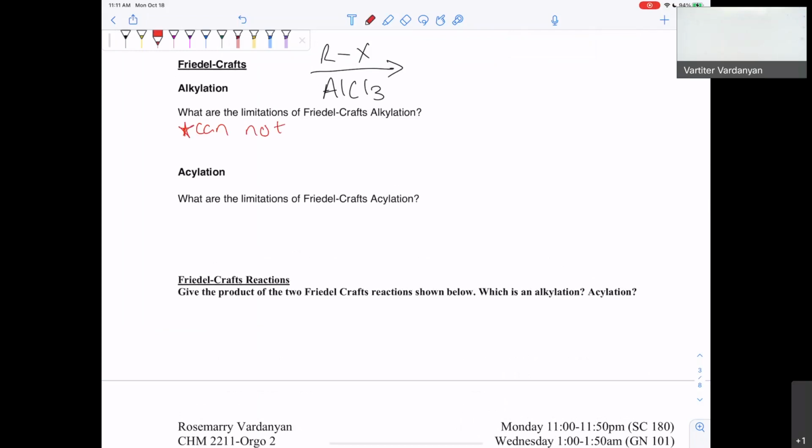And not if strong deactivators or what? So it cannot happen if strong deactivators or NH2 are on the ring.